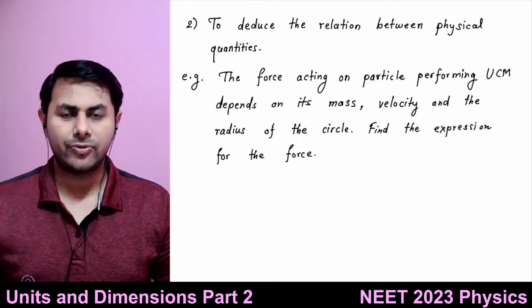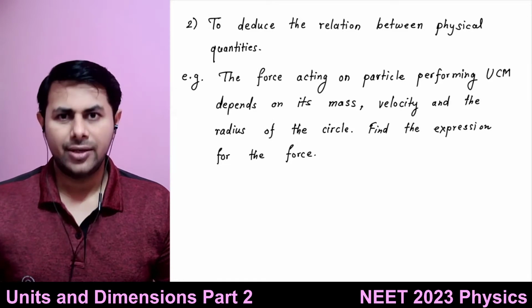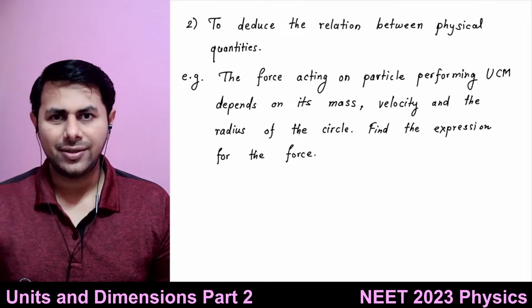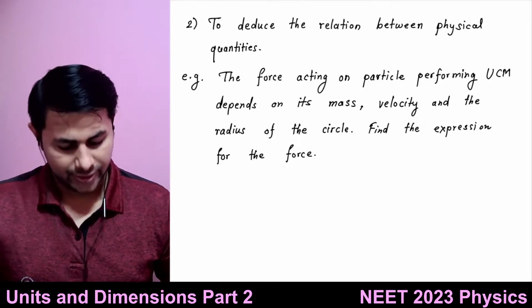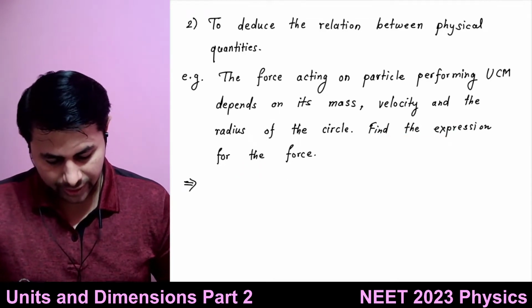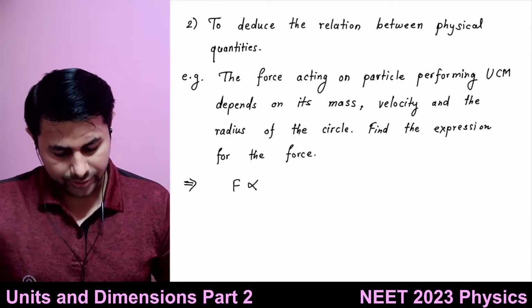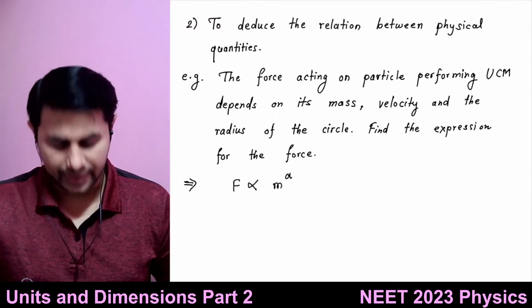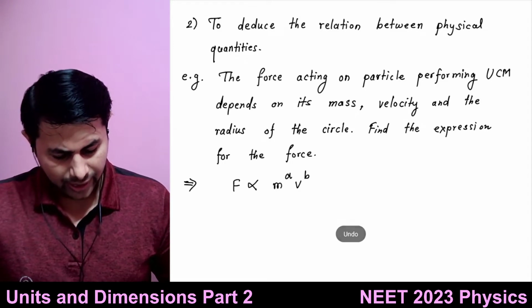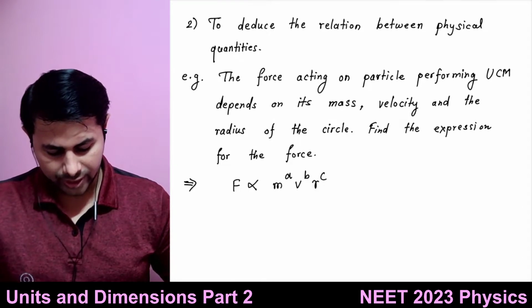So force depends on mass, velocity and radius. But we don't know to what power it depends on these quantities, so we have to find it out. Find the expression for the force. The force acting on a particle performing uniform circular motion is proportional to mass to the power something, let's say a, velocity to the power b, and radius to the power c. We don't know the values of a, b, c.